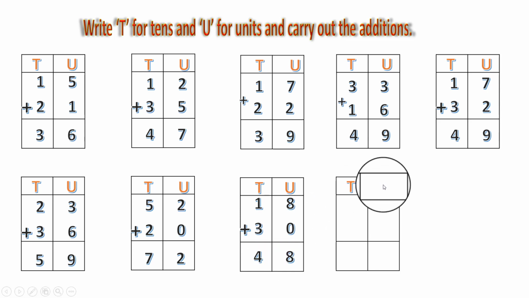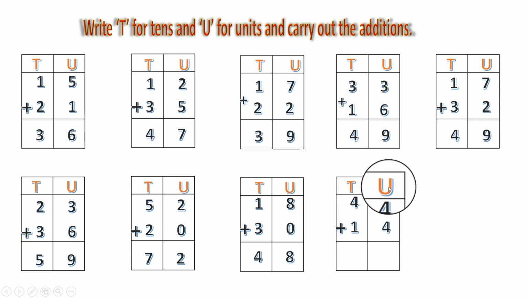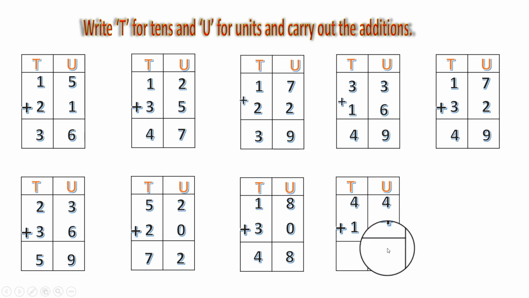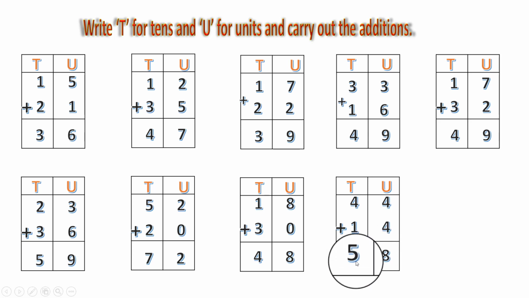T for tens and U for units. 4 tens and 4 units plus 1 ten and 4 units. 4 and 4, these numbers are unit place. When we add them, we get 8. 4 and 1, these numbers are tens place. When we add them, we get 5. 44 plus 14 is equal to 58.